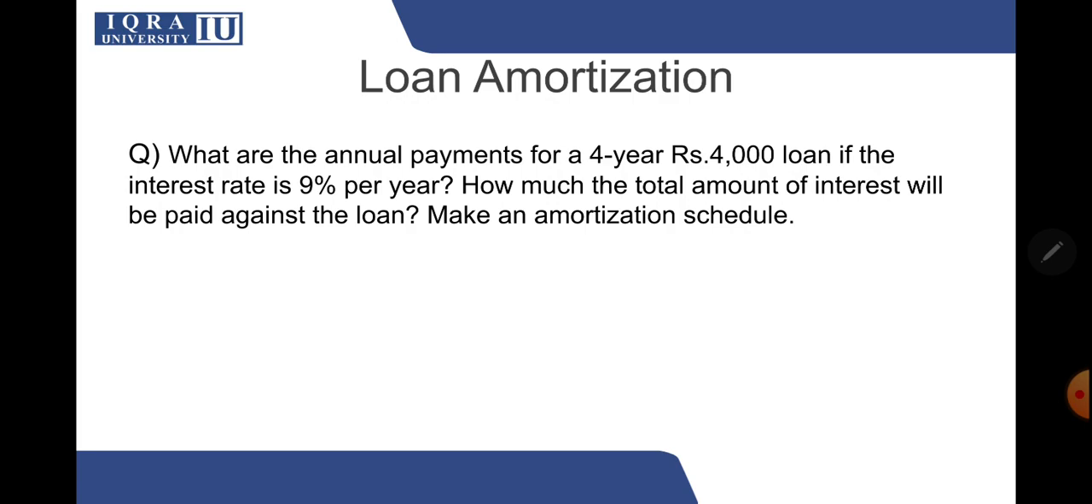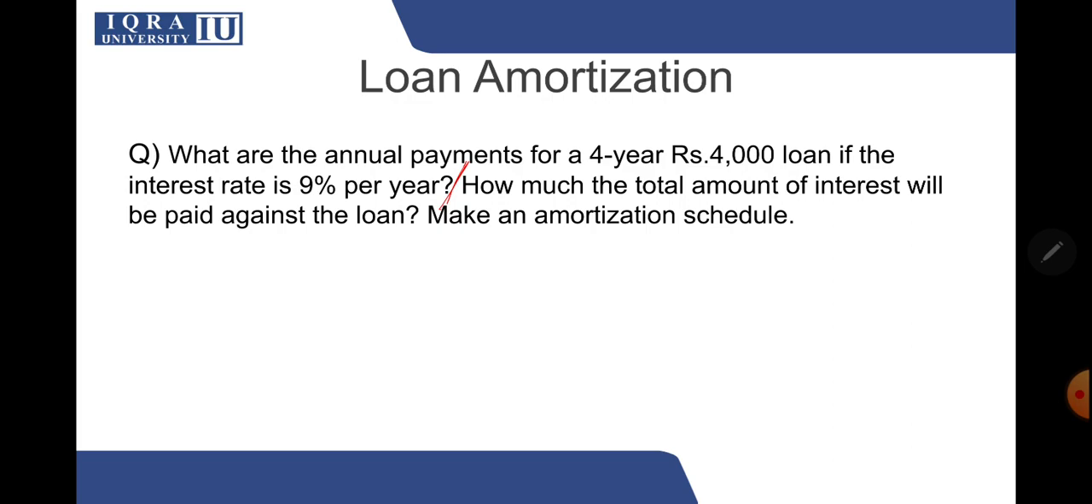So for that we're going to look at an example. What are the annual payments for a 4-year 4,000 loan if the interest rate is 9% per year? Then the question asks you how much the total amount of interest will be paid against the loan, and the third part is to make an amortization schedule. So first we're going to do the first part over here.